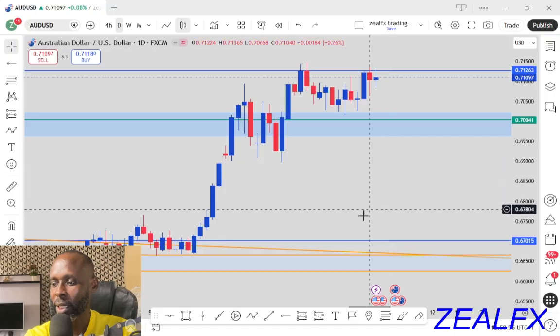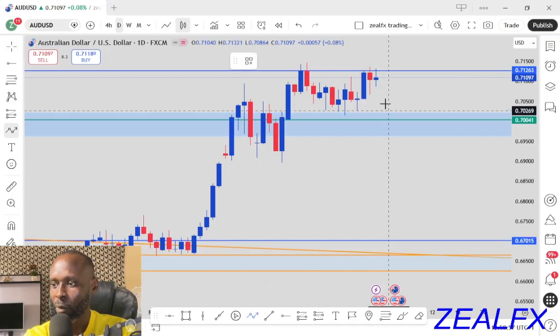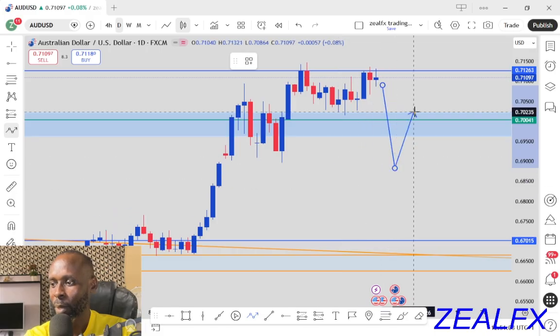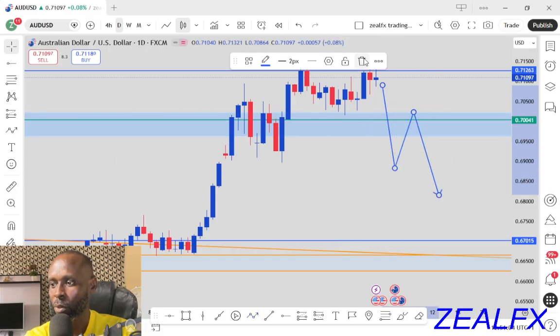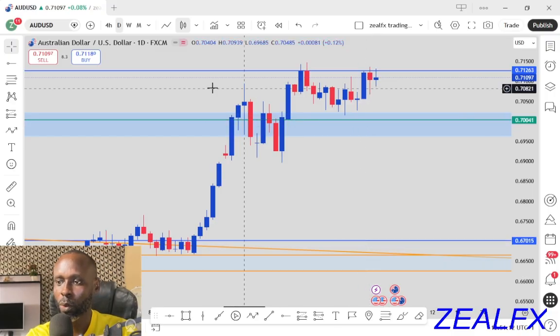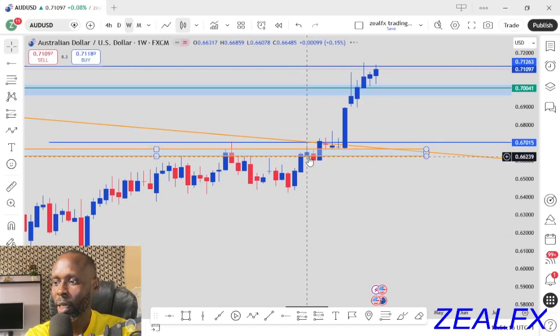So let's look at the sell scenario for the Australia USD. For sell scenario, we need price to take out this level, then wait for a test back, then we'll start looking for selling opportunity on the Australia USD. So long as we have this bullish trend on Australia USD, our job is to keep looking for buying opportunity for the Australia USD. So let's look at the weekly chart of the Australia USD.